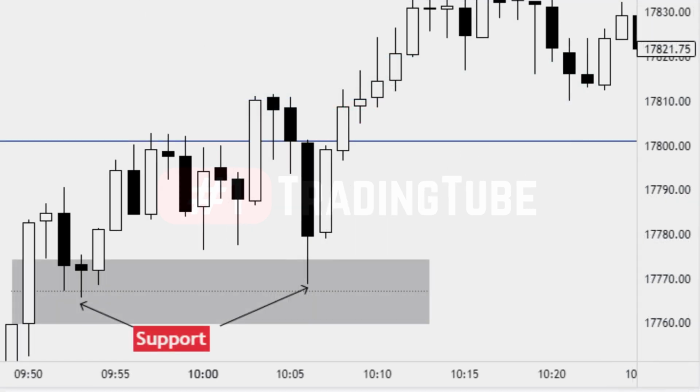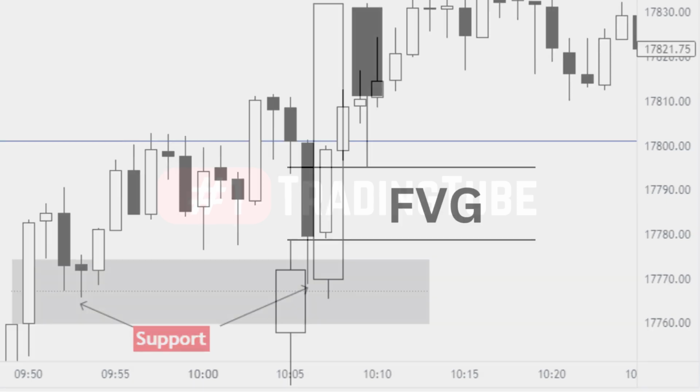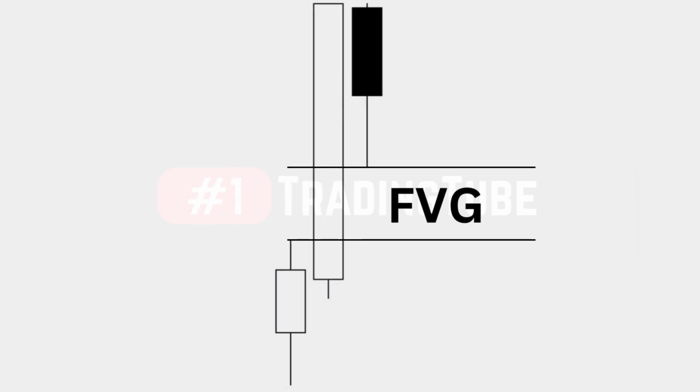Support and resistance. Here, we witness a prime example of price utilizing the fair value gap as support. By respecting the boundaries of the fair value gap, price demonstrates its reliability as a key structural level in the market. Now that we've covered the basics of fair value gaps, let's take it up a notch with inversion fair value gaps.